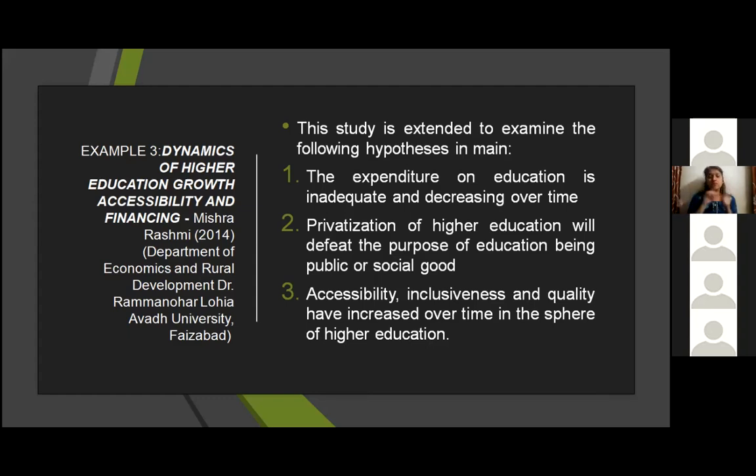But to keep it very simple so that a reader can understand in one go, people also tend to divide it into pointers. So as we can see here, I've taken this from Dynamics of Higher Education Growth, Accessibility and Financing. It's by Mishra Rashmi. So here what Mishra Rashmi has done, she has clearly divided into pointers. That is the first one.